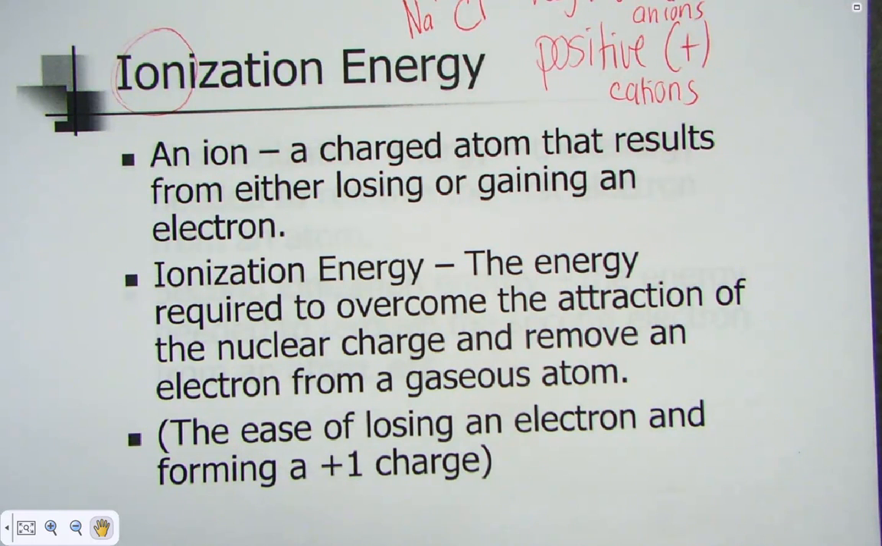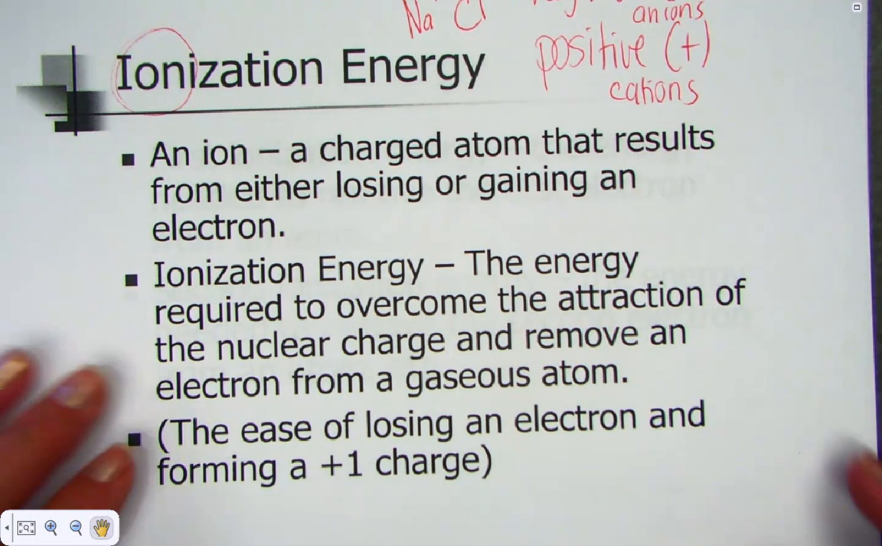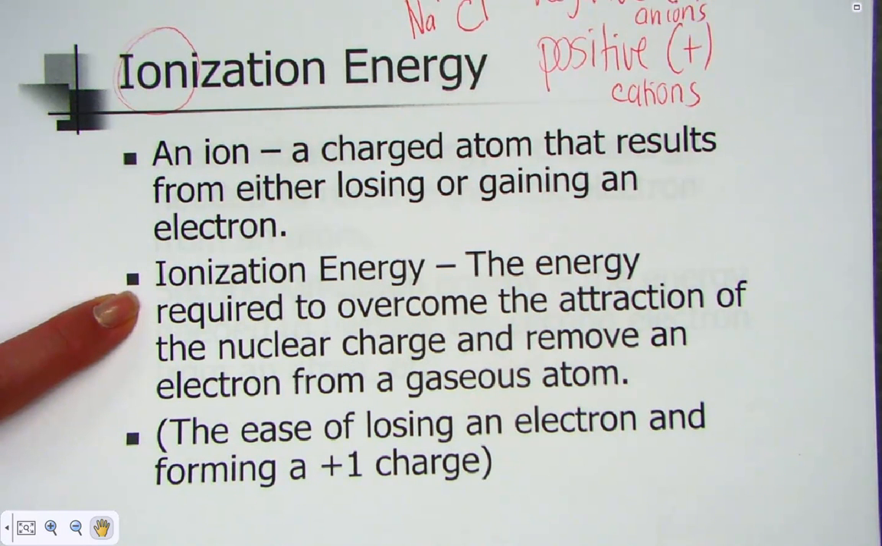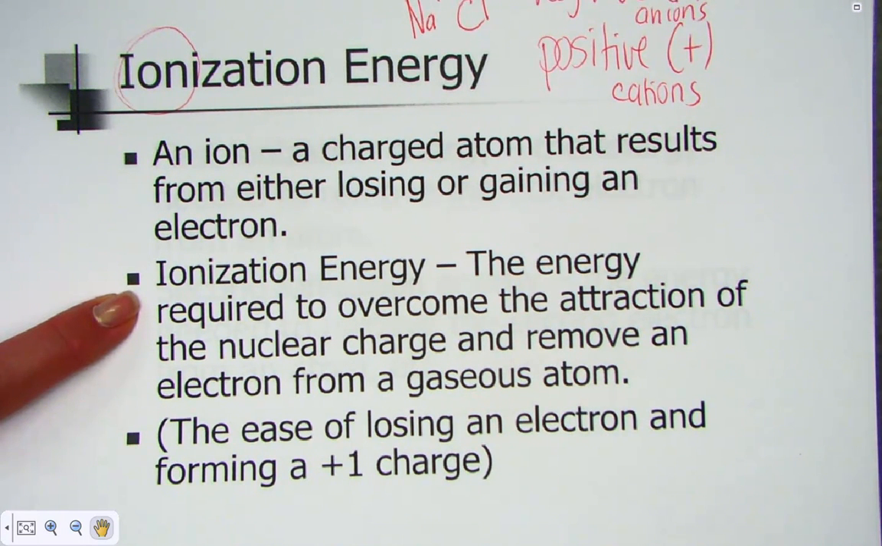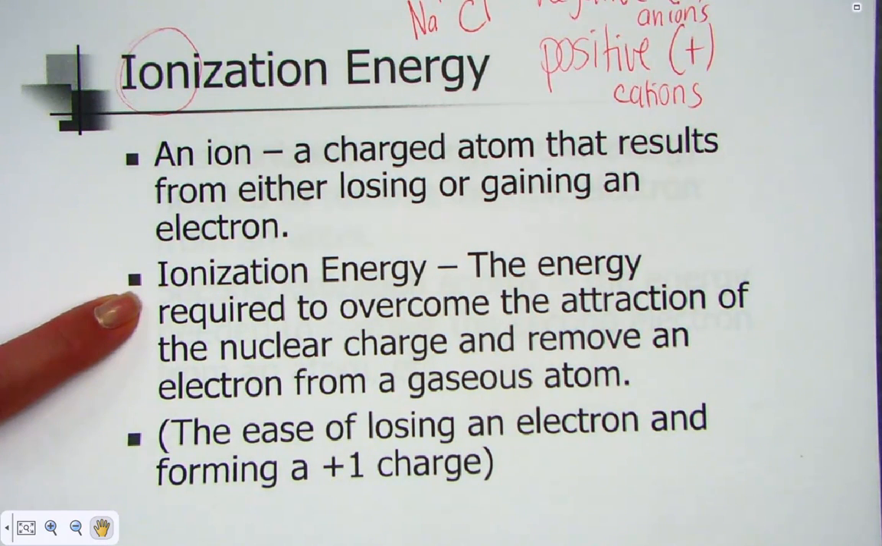So when we refer to ionization energy, very specific, it wants to measure the amount of energy required to overcome the attraction of the nuclear charge and remove an electron from a gaseous atom. The ease at which electrons are lost. Removing an electron. If it's easy, if that atom wants to give an electron away, very low ionization energy. If an atom does not want to lose an electron, more likely to gain, it would have a very high ionization energy. Ionization energy measures the amount of energy required to rip off an electron from its configuration.